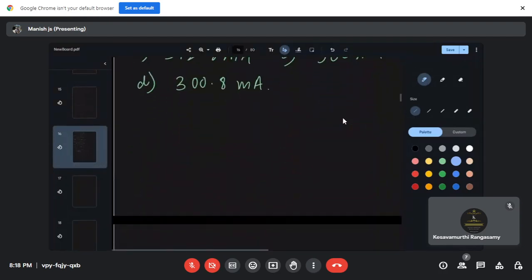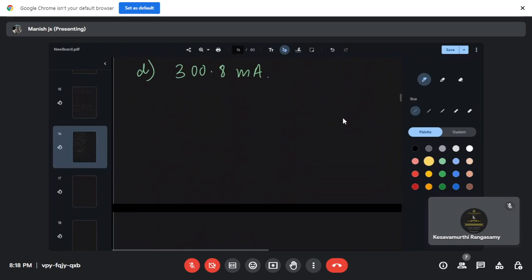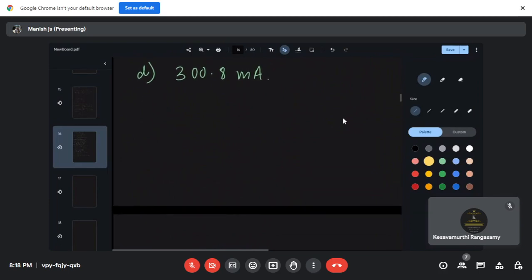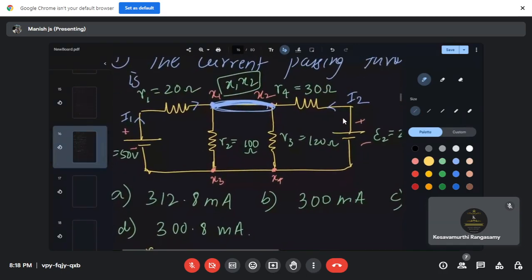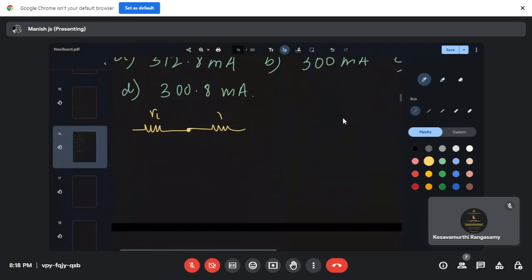Now when you redraw the circuit, how is your circuit going to look? Let us see that. All right, so I will show that one. When I redraw the circuit, my circuit looks like this. This one was R1, and X1 and X2 I am combining. Then I have R4. This is R4. After that, here I had one cell. Okay, one cell was there.